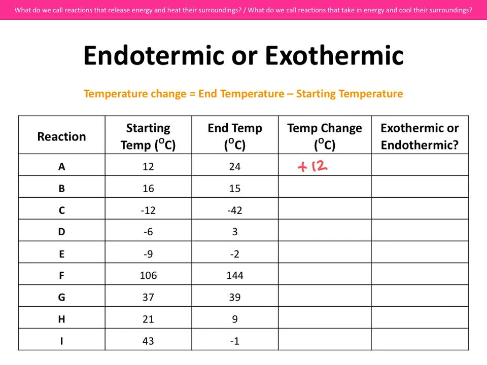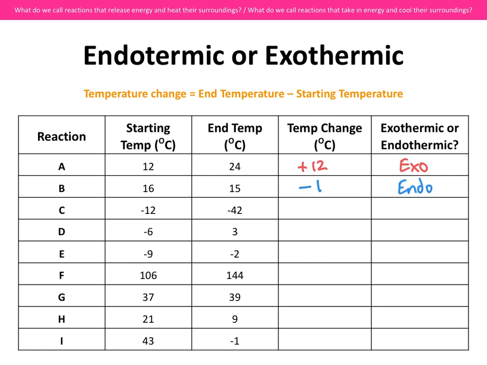And if we are measuring an increase in temperature, then we are observing a reaction that is exothermic. When we look at the second reaction B, we've got an end temperature of 15 and a starting temperature of 16. So 15 minus 16 is minus 1. And so we have a decrease in temperature, albeit quite a small decrease. But a decrease in temperature tells us that the reaction is endothermic.